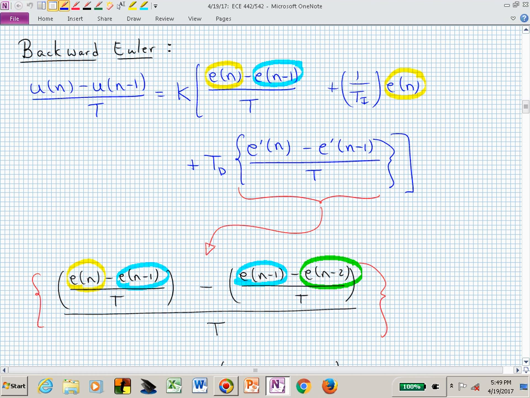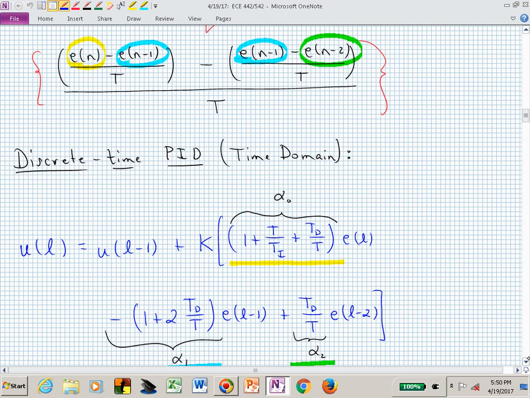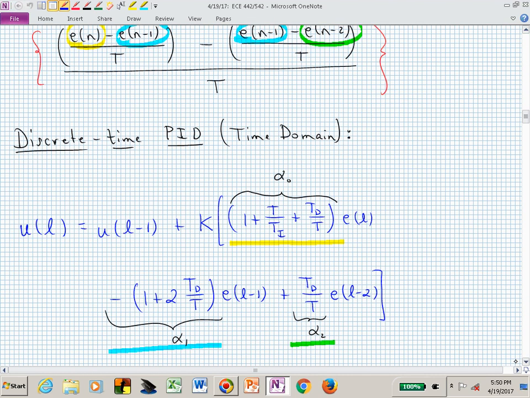Is that true? Well, if we go down to this next line that I've now underlined in yellow, yes, we do. I've kept the k still factored out, and we have a 1 plus a t over t sub I plus a t sub d over t. And maybe instead of keeping track of all those t's, t sub I, t sub d's, we'll just absorb all of those into one constant and say that's a new parameter, alpha 0.